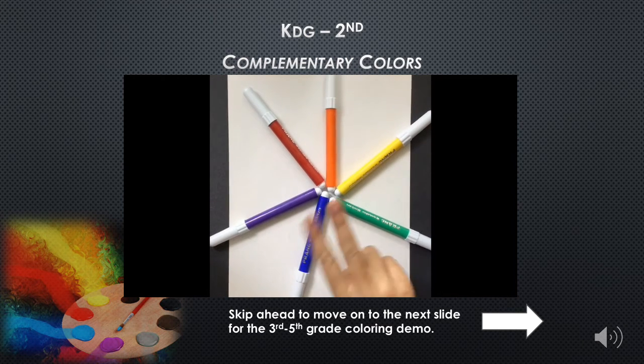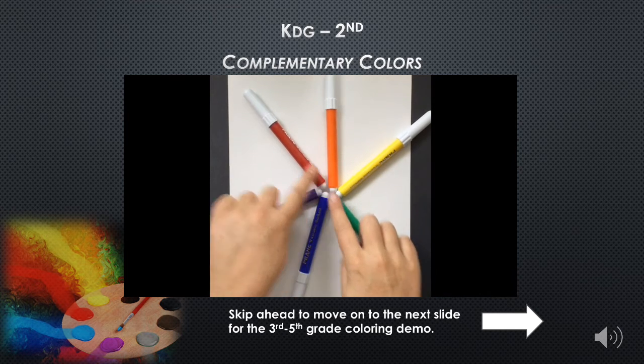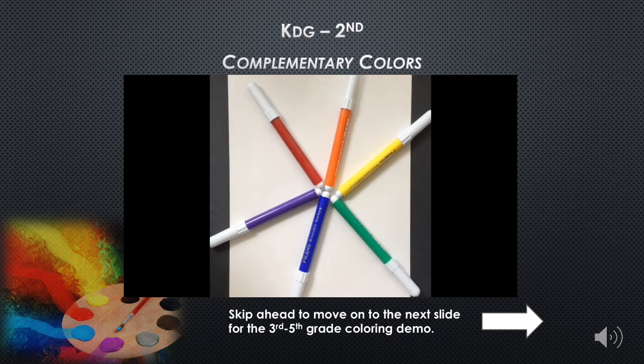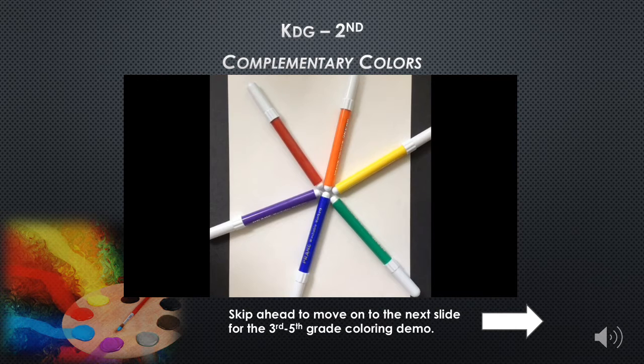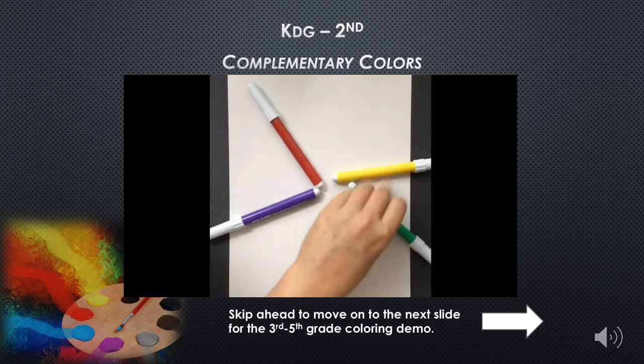Complementary colors are two colors that are opposite each other on the color wheel. For instance, red and green, or orange and blue, or purple and yellow. Pick two complementaries that you can color your monster with, and I'm going to get rid of the rest. I'm going to do orange and blue.